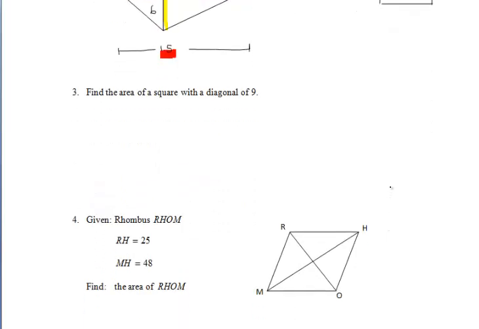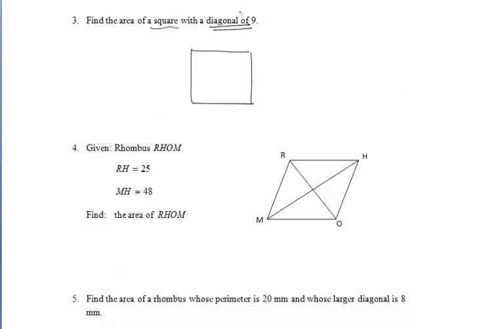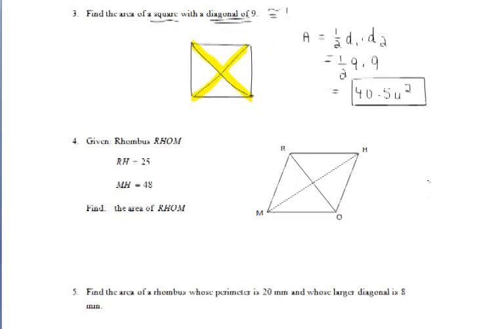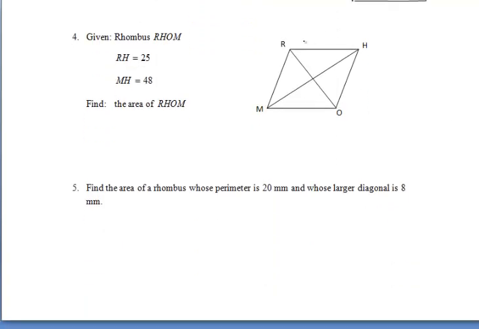For number 3, we're given the area of a square with diagonal of 9. Let's be thinking about properties of a square. We know that the diagonals of a square are congruent, so both diagonals are 9, meaning we could find the area of the square by doing half the product of the diagonals because a square is a kite. You get 40.5 units squared for the final answer.